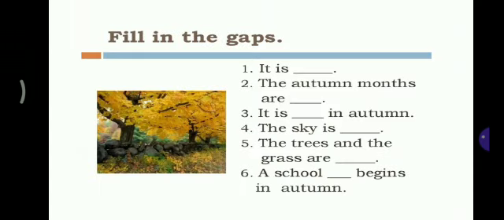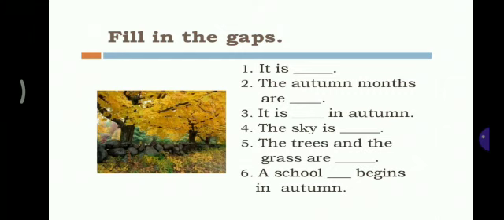Okay, fill in the gaps. It is what? Okay, it is autumn. The autumn months are September, October, November. Yes. It is in autumn. Do you understand?